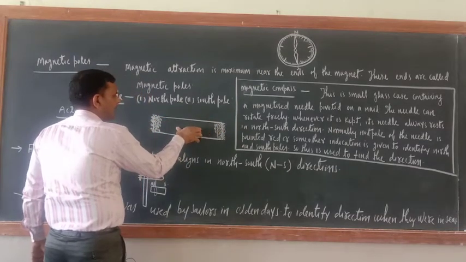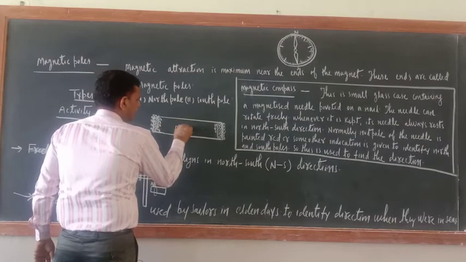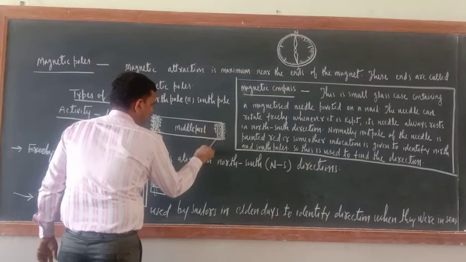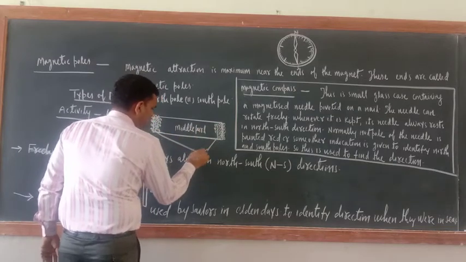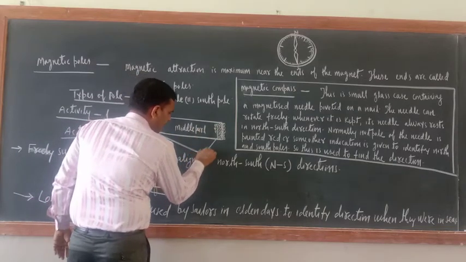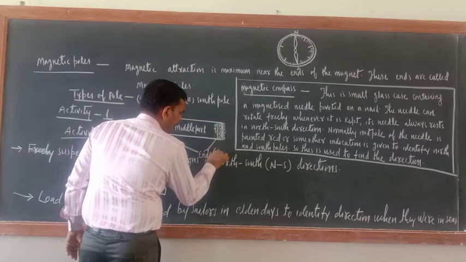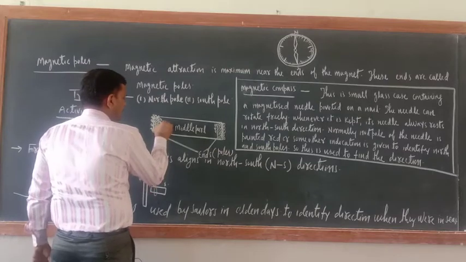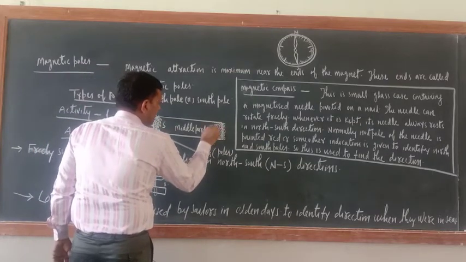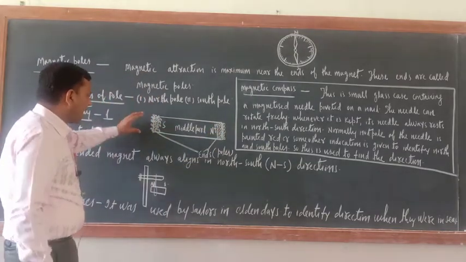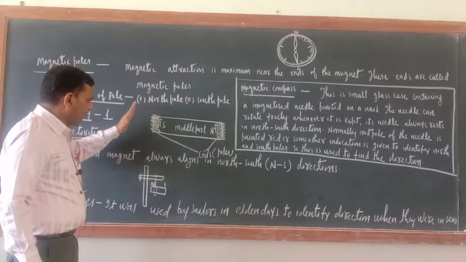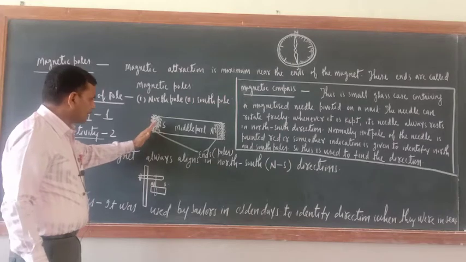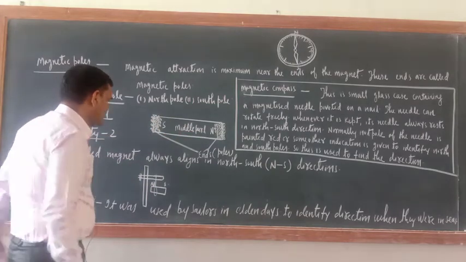This is the middle part. What is this? Middle part. And this one and this one, these are the ends. What are these? Ends. And they are known as poles. This pole is the south pole, this pole is the north pole. So iron filings get maximally attracted towards the ends of the magnet, so these are known as poles.